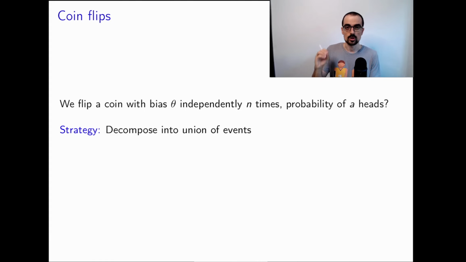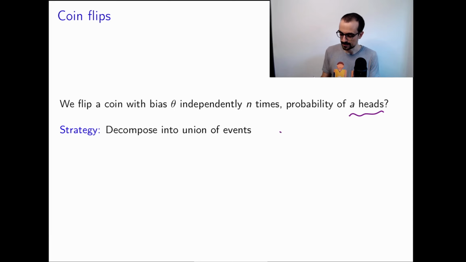We're going to follow this strategy. We're going to decompose the event that we're interested in, which is obtaining A heads, into the union of several events. Why are we doing this? Imagine that I'm flipping the coin 3 times, and I want to know the probability that I get 2 heads. The thing is that I can get 2 heads in many different ways, right?